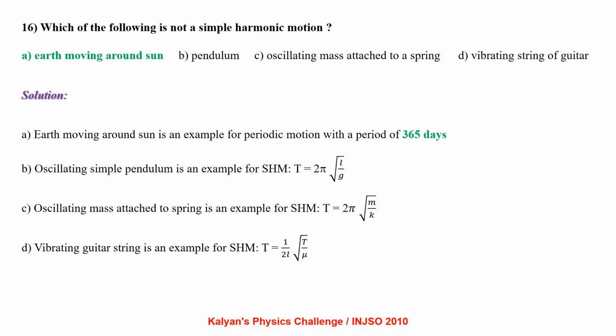Which of the following is not a simple harmonic motion? Earth moving around sun, pendulum, oscillating mass attached to a spring, vibrating string of a guitar.